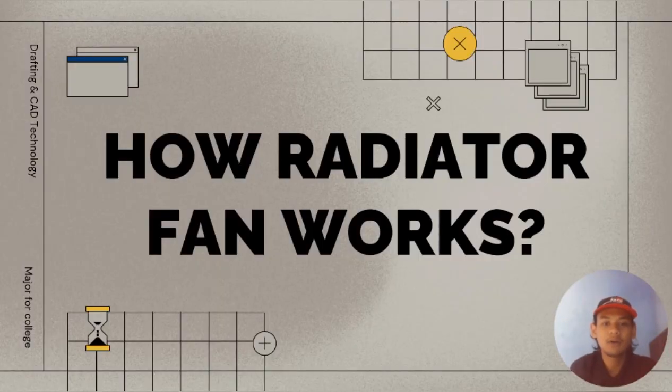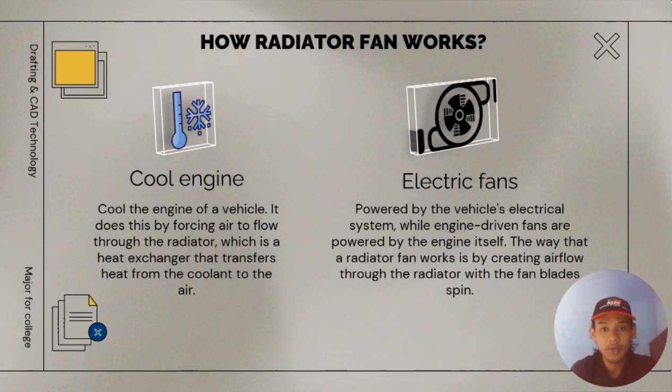Okay, now let's see how a radiator fan works. A radiator fan works with the cooling engine and an electric fan. The cooling of a vehicle's engine is done by forcing air to flow through the radiator, which is a heat exchanger that transfers heat from the coolant to the air. The electric fan is powered by the vehicle's electrical system, while engine-driven fans are powered by the engine itself. A radiator fan works by creating airflow through the radiator as the fan blades spin.